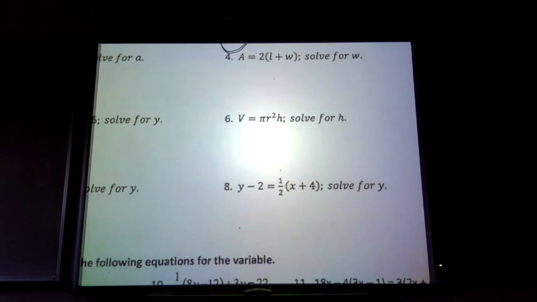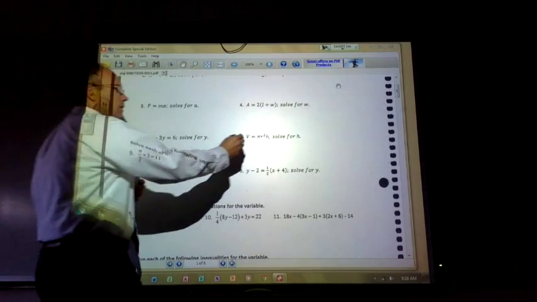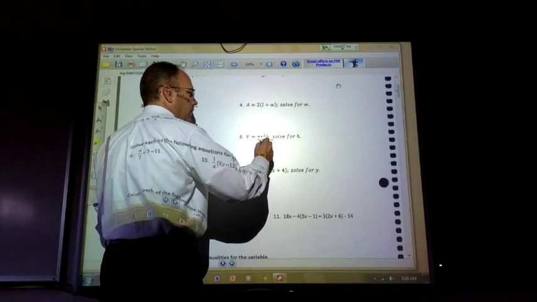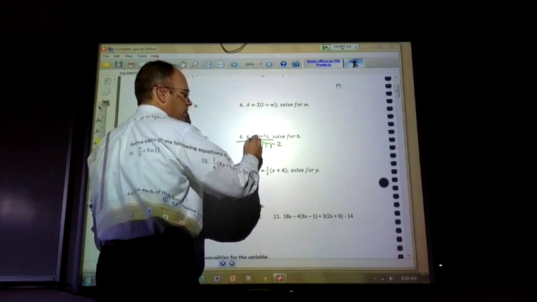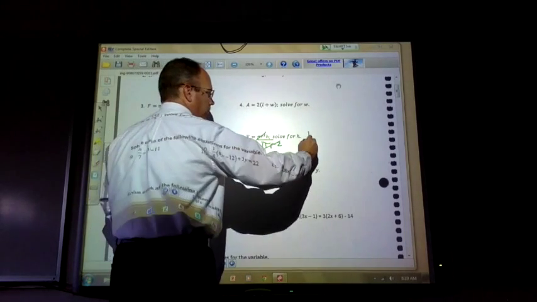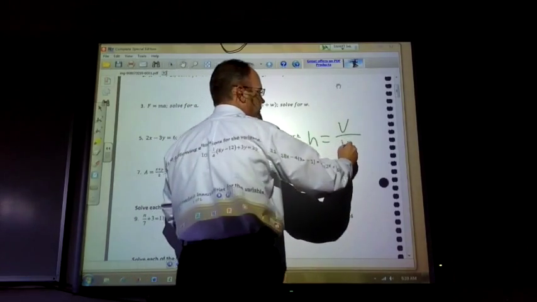I want h all by itself. What am I going to divide both sides by? Pi r squared. So I divide each side by pi r squared. That cancels that, so that gives me h is equal to V over pi r squared.